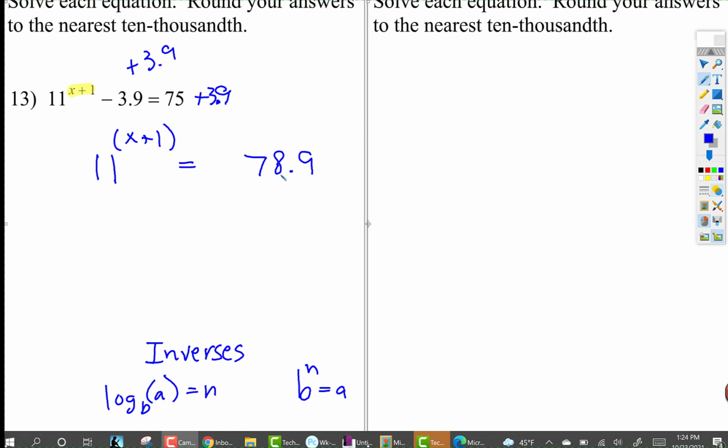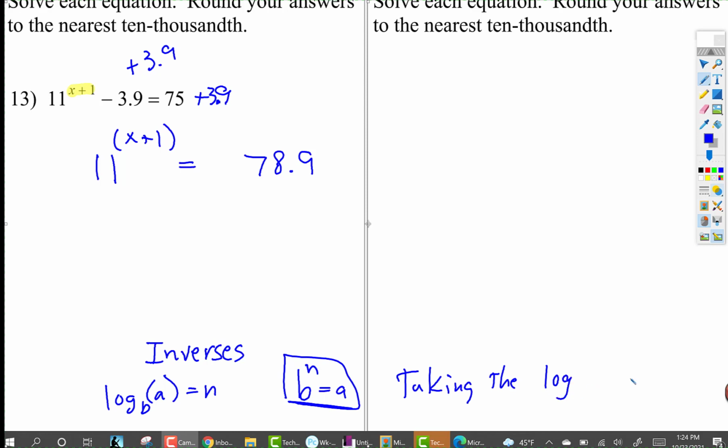what power to 11. We can't just rewrite this as 11 to some, let's see, squared is 121, so it would be 1 point something. We don't know what that is. So this is what we're going to do. The undoing of an exponential is called taking the log of each side.